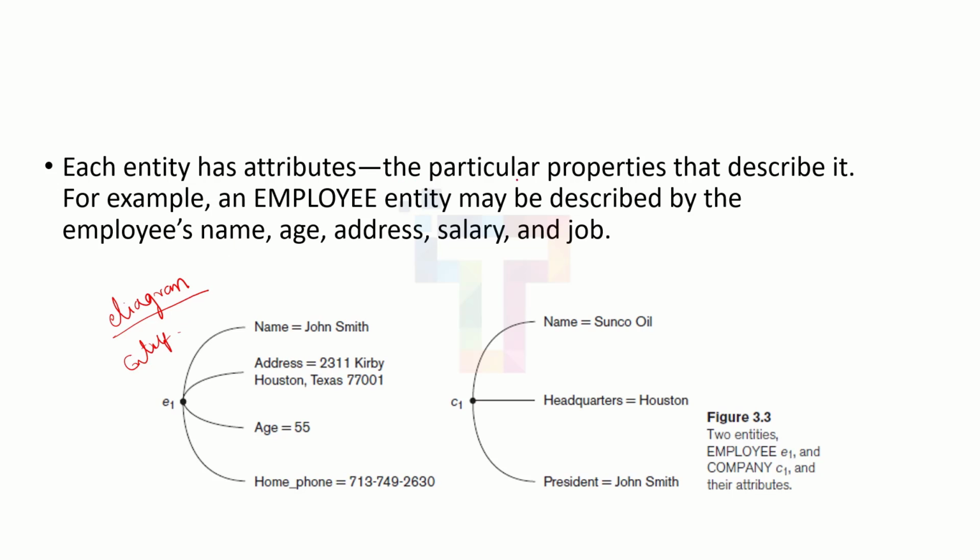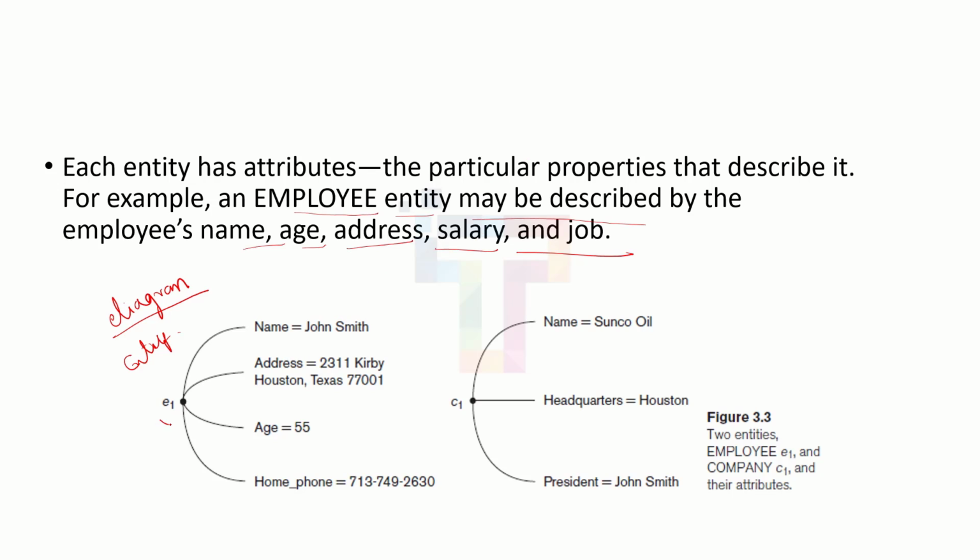See here, the particular properties that describe it. An entity has its own attributes. For example, for a person, how do you describe a person? By his attributes, by his properties, like he has eyes, nose and hair, etc. Like this, each entity has its own attributes. For example, take the employee entity. An employee entity may be described by the employee's name, age, address, salary and job.